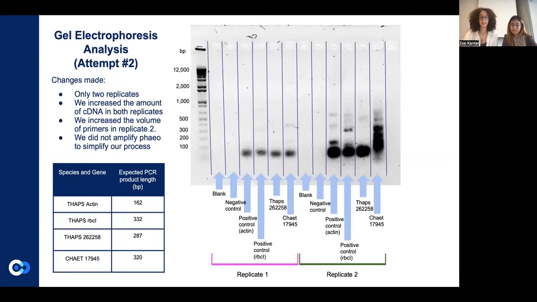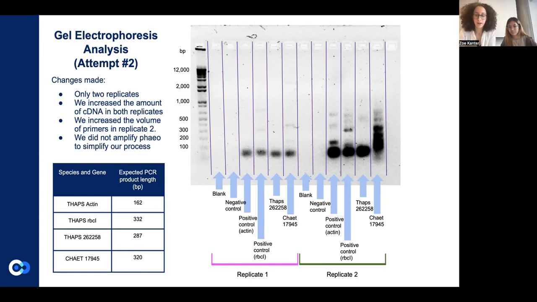This is our second attempt. We changed it in a couple of ways in order to simplify it. So we only did 2 replicates. And we increased the amount of cDNA that we added to the samples before going to PCR, because we thought that maybe a problem with the first one was that there wasn't enough cDNA. And we also increased the volume of primers, but we only did that in replicate 2, because we weren't sure if that would help or not. And the final thing is we did not amplify Theo this time, because we wanted to keep it really simple.